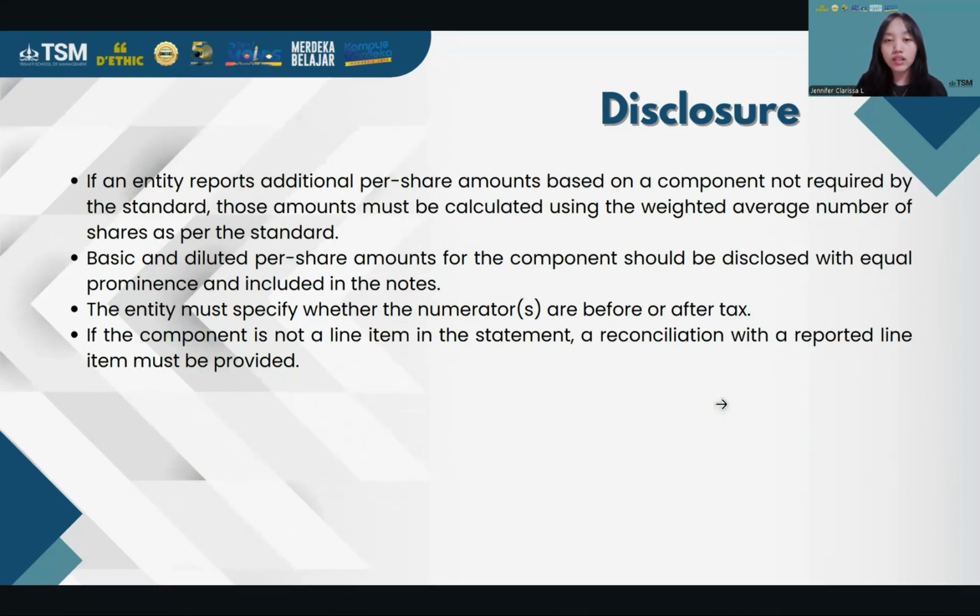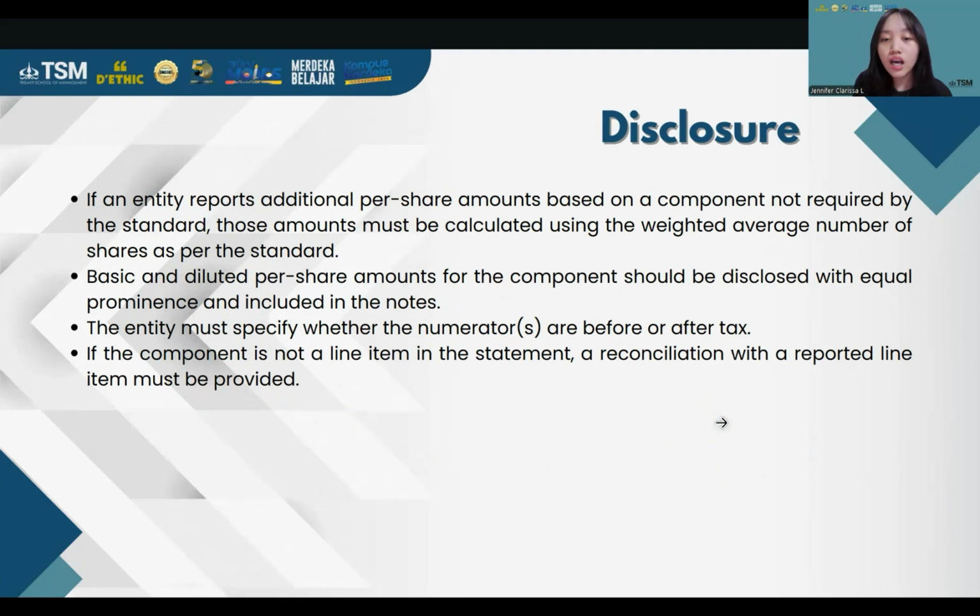Okay, so the next one for the disclosure is if an entity reports additional per share amounts based on a component from the statement of comprehensive income other than what's required by the standard, these amounts should be calculated using the weighted average number of shares as per the standard. Basic and diluted per share amounts for the component should be disclosed with equal prominence and included in the notes. The entity must clarify the basis used for determining the numerators, including whether the amounts are before or after tax.